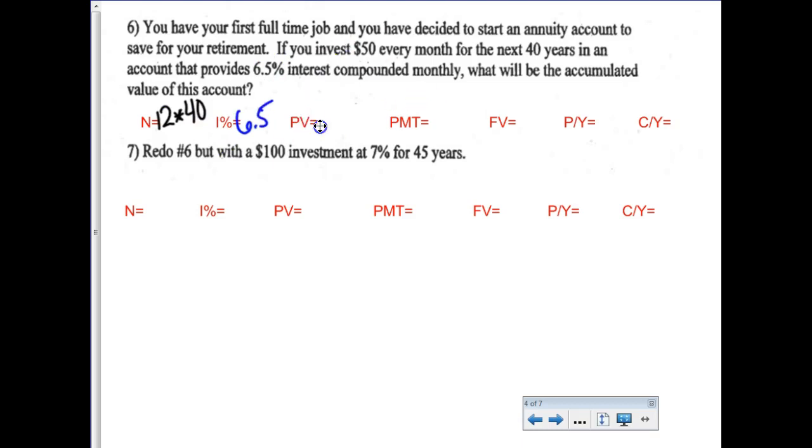Presently, I have nothing. But this time I am paying every month $50. The future value is what we're trying to find, right? So that's going to be my solve thing. And then you're compounding and paying every month, so 12, 12.